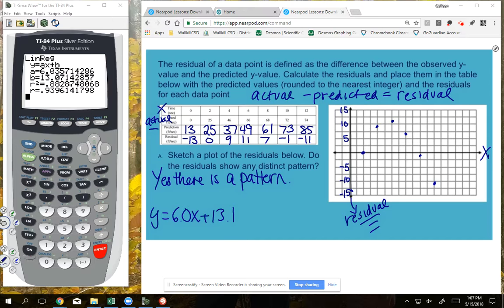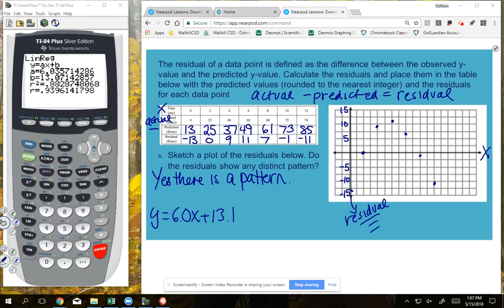Because there's a pattern, that's telling us that a linear model is not most representative of this data. If the data was scattered above and below this line, it would show a better linear model. But because we have something like this, it's no longer a linear model. Something like a quadratic or an exponential formula would fit this data better, even though we had a really high correlation coefficient.